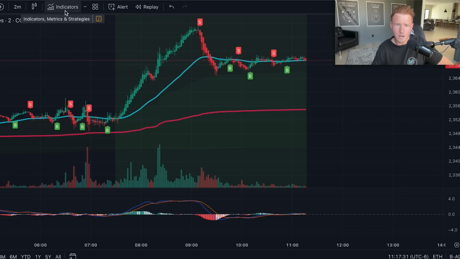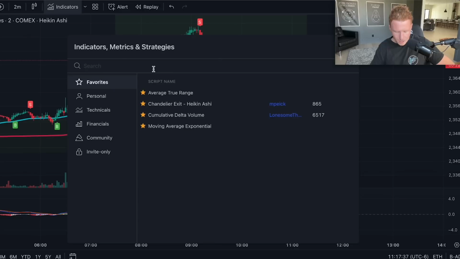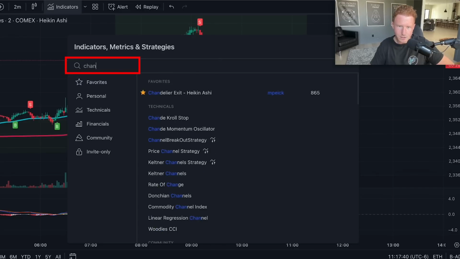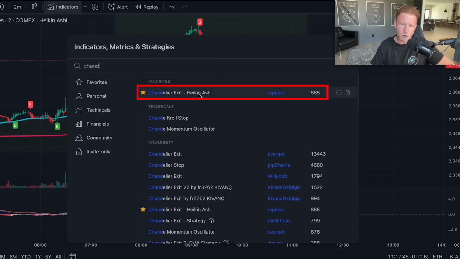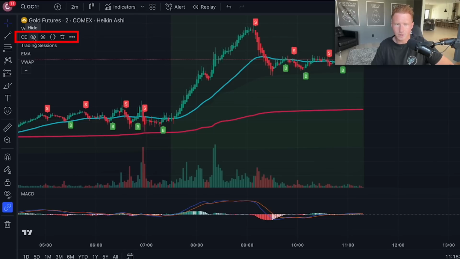So anyways, to pull this up, all you have to do is go over to indicators and you're just going to type in Chandelier Exit, and as you can see, it's going to show up right here. It's just called Chandelier Exit Heikinashi, and it was created by MPeak. And it's going to show up right here on the left here. You really don't have to change any settings. I just kept everything default.